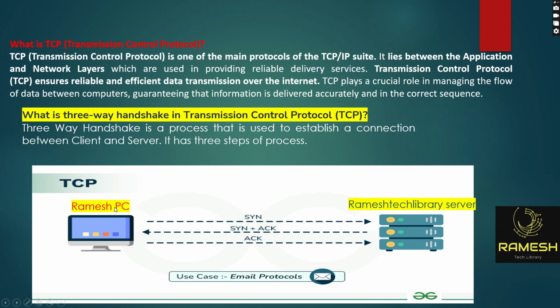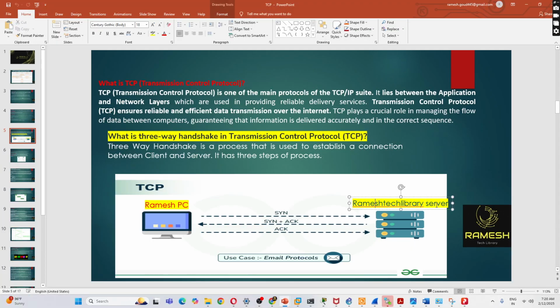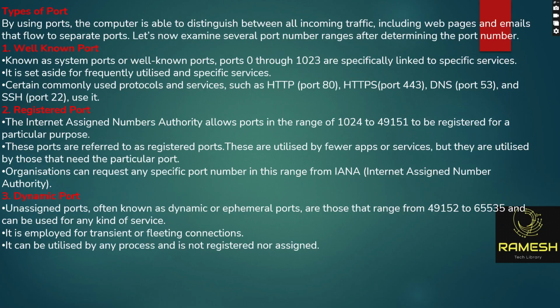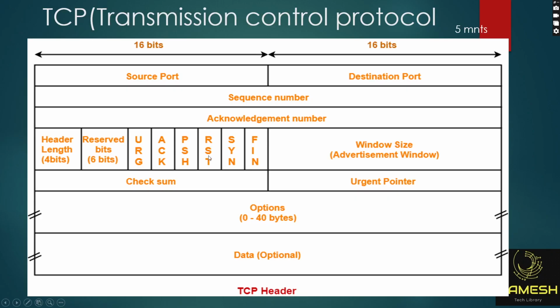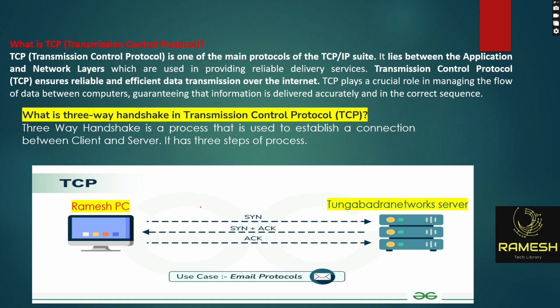Here the Ramesh PC is my local PC, and this is the Tungabhadra Networks dot in server. Now see carefully. I told you to prepare the TCP header. Guys, it's very important to prepare the TCP header. You just learned source port and destination port. Today I'm going to tell you the control flags also, one by one, and where exactly they come in. Now see how TCP works.